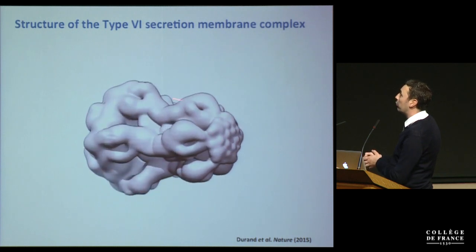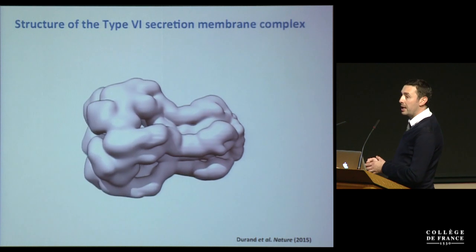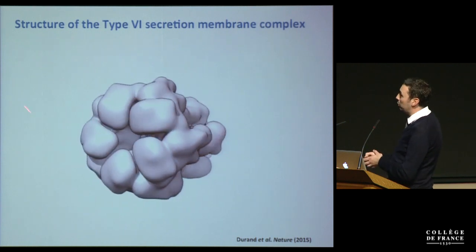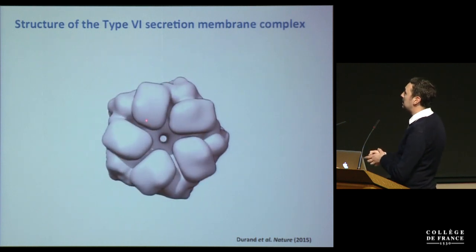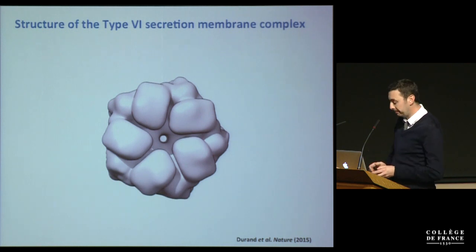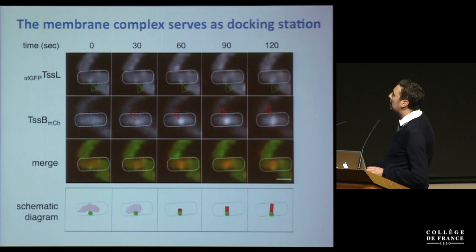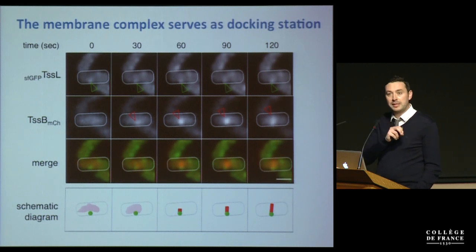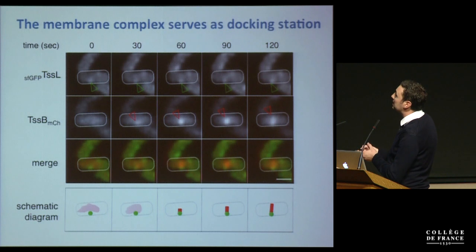Okay. And now if we go to the base of the complex, it is what we see when you are in the cytoplasm, and you can see these 5 bulges here that correspond to dimers of TssL. Okay. So what we know after that is that this membrane complex is the first complex to be assembled during the assembly of the type 6 secretion system.